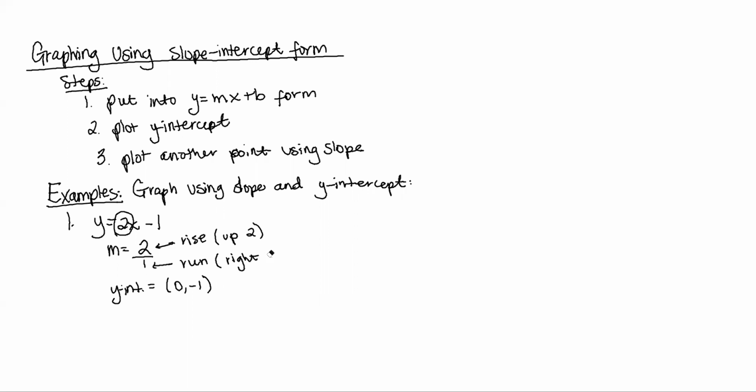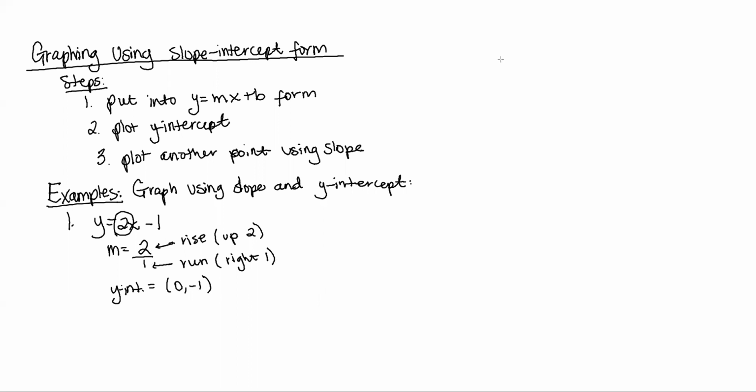Really pay attention to those signs. If either one of those was negative, a negative on top would mean you go down 2, a negative on the bottom would mean you go left 1. You shouldn't really have the case where you have a negative on both. So either have a negative on the top or on the bottom, and we'll see one where you can kind of see why it doesn't matter where the negative goes as long as you have it on one or the other, but not both.